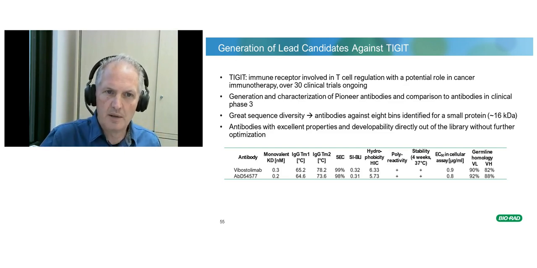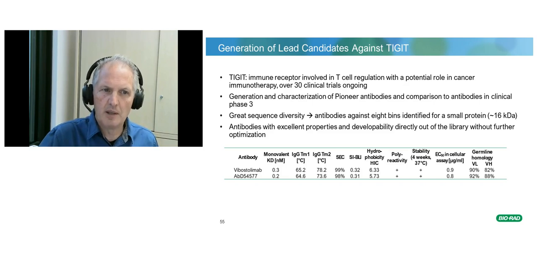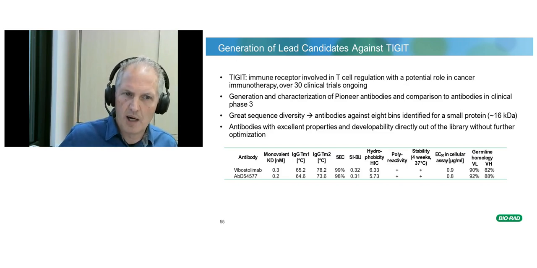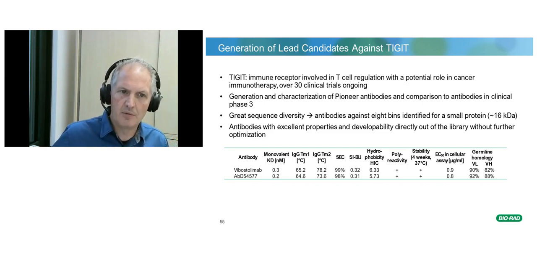generated lead candidates. We chose TIGIT, another immune receptor, which plays a role in cancer immunotherapy, with over 30 clinical trials ongoing, as our example, and generated antibodies, and then compared these to antibodies which are currently in the clinic, in phase 3. And we could show that we have a great diversity. We got antibodies against 8 bins for a protein which is quite small. The extracellular domain has only 16 kilodaltons.